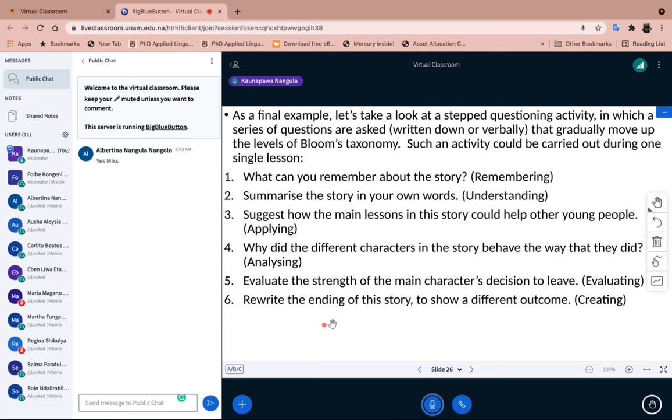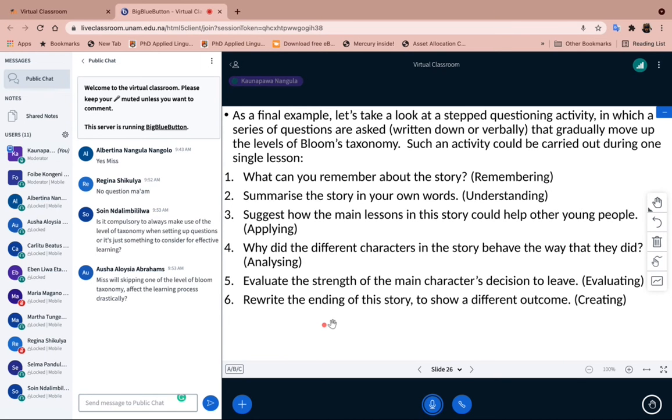It really does help to understand the taxonomy a little bit better and how you could possibly use it in your classroom. Do you have questions? Okay, I can see that people are typing. That's a good question. Is it compulsory? It is a great consideration for effective teaching and learning.